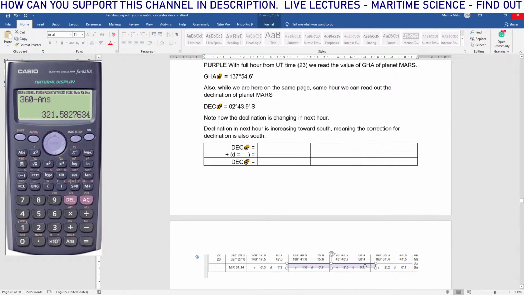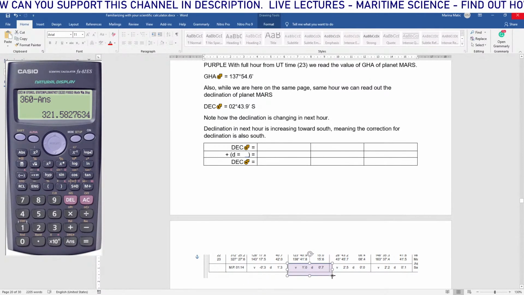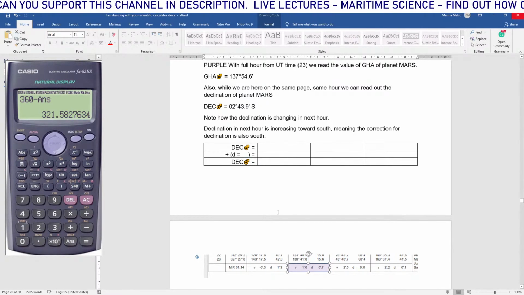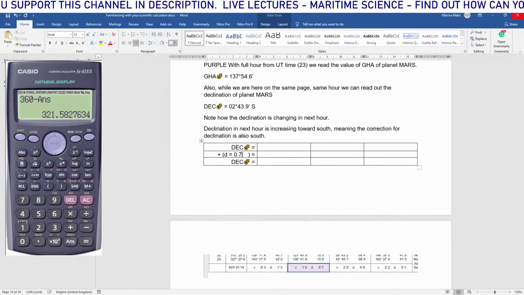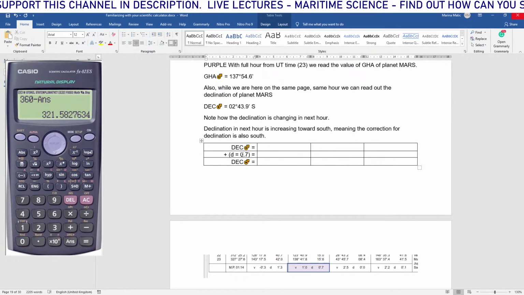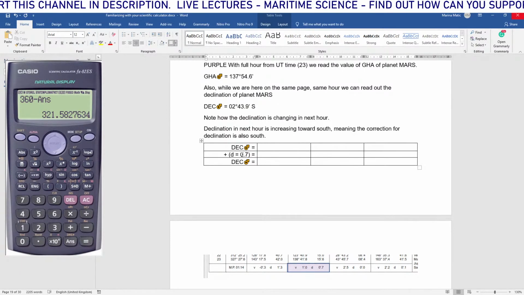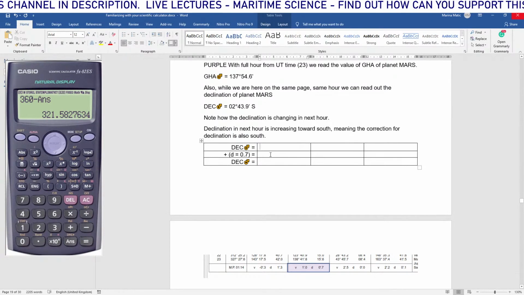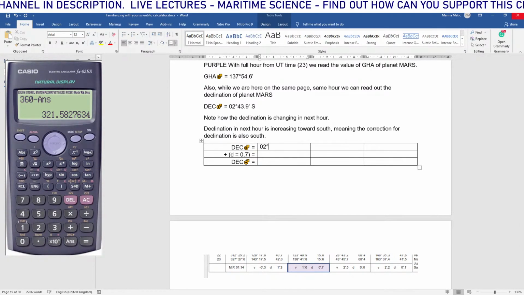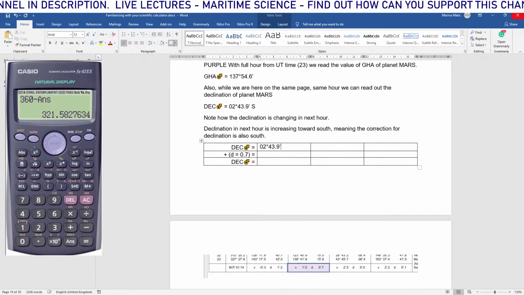So let's put it here, V or D. So 0.7 is the D value. That is how much declination is changing on average between 1 hour and the next hour in those 3 dates of that page. So declination is 0.2 degrees, 43.9 minutes south.